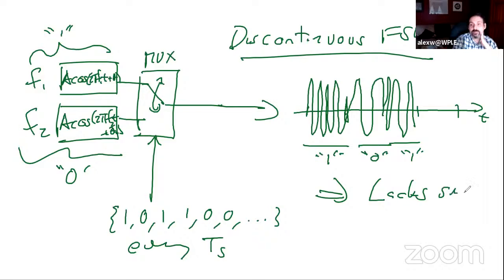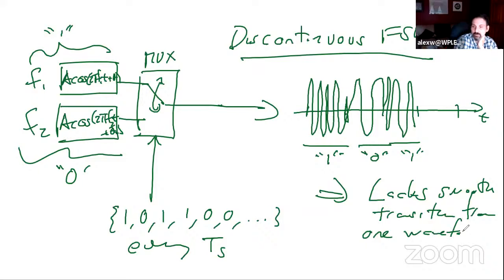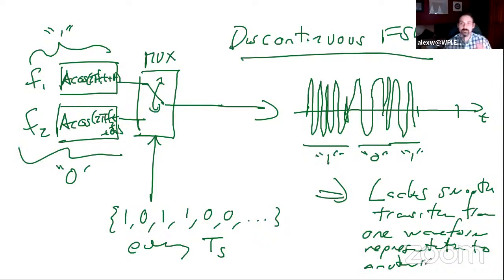So the discontinuous FSK lacks smooth transition from one waveform representation to another. It literally is use this cosine or use that cosine. Maybe if you chose the parameters f1, f2, theta 1 and theta 2 well, you can get no discontinuities, or at least not as severe, but you could do better. And so there's another type of FSK.